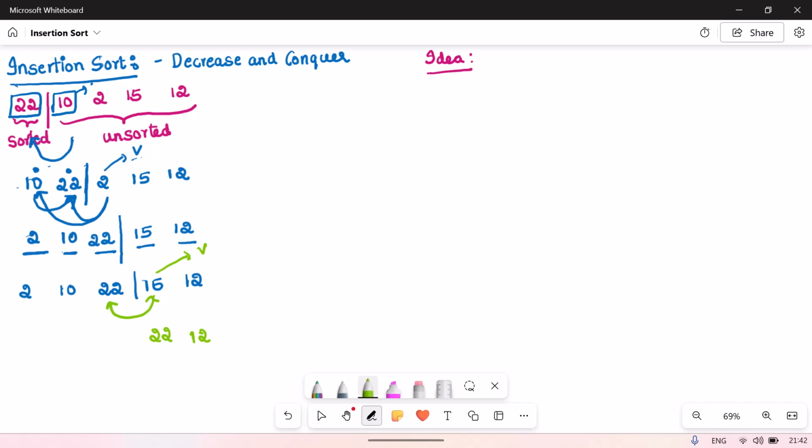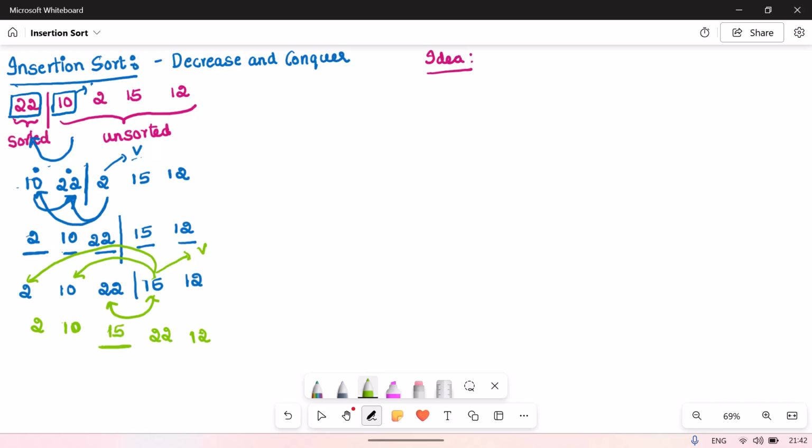In the place of 15, 22 will come. It doesn't stop here. Then 15 will be compared with 10. Is 10 and 15 in the order? Yes. So no change, 10 will remain here itself. Likewise, 15 will again be compared with 2. No change, so 2 will remain here. And in this position, that element 15 will come.